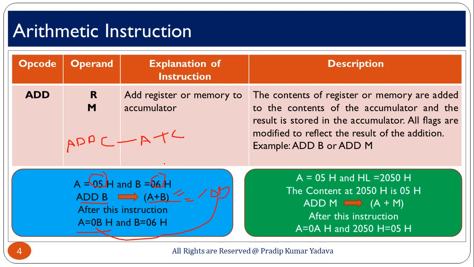Now we are talking about ADD M. Suppose the content of A is 05 and the memory location pointed to by the HL pair is 2050, and the content at this memory location is 05. Here 05 is represented by M. If you do ADD M, meaning A plus M, the content of A is 05, the content of M is 05, 05 plus 05 equals 10, which in hexadecimal is 0A, and that 0A will be stored in the accumulator. So this is the process of how the ADD instruction works in the 8085 microprocessor.